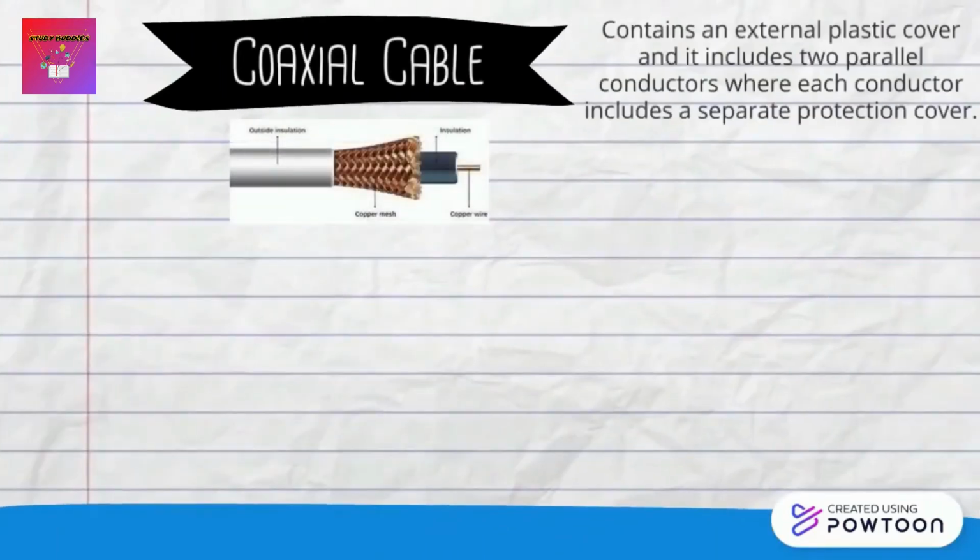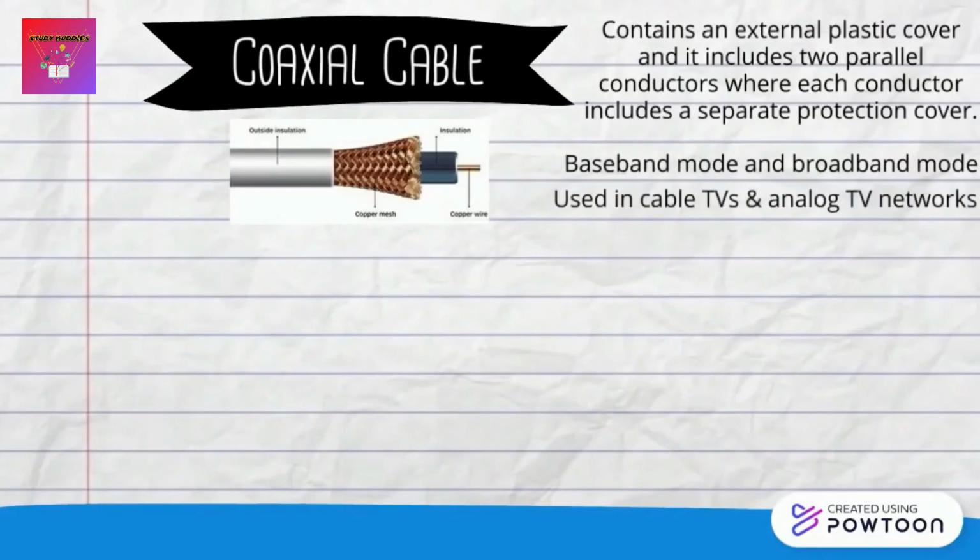Now let's look at coaxial cable. This cable contains an external plastic cover and it includes two parallel conductors where each conductor includes a separate protection cover. This cable is used to transmit data in two modes, like baseband mode as well as the broadband mode. This cable is widely used in cable TVs and analog TV networks.